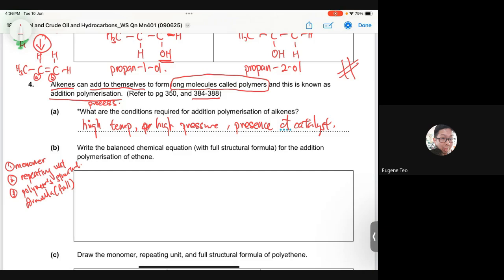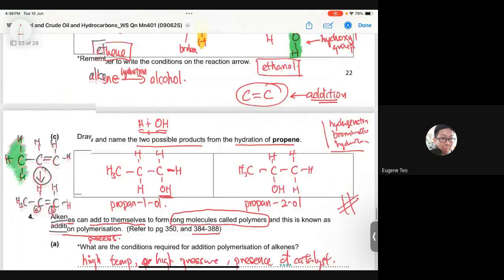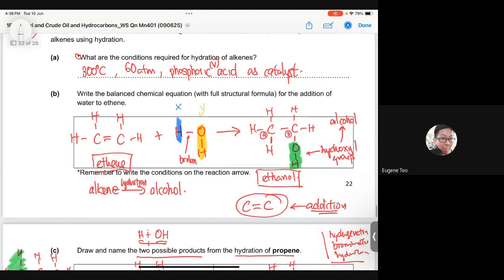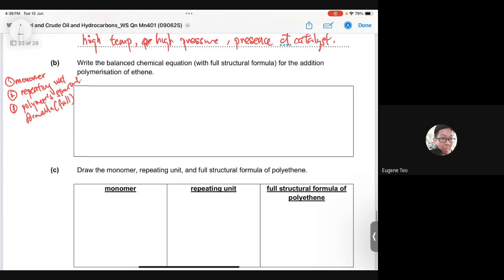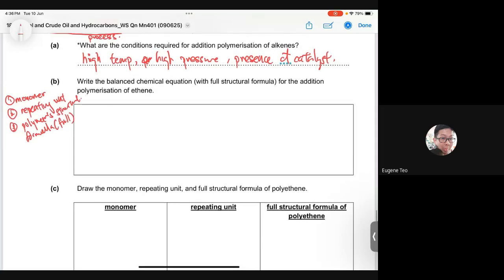Now, for this addition polymerization, I want you to take note. If you recall from the previous three examples, I always say draw your addition reaction with your hydrogens to the top and to the left, but always make sure the bottom is empty. That's for addition reactions. Now, for polymerization, we're going to adjust a bit. When you are doing addition polymerization, this is ethene here. Once again, ethene, let's practice a bit.